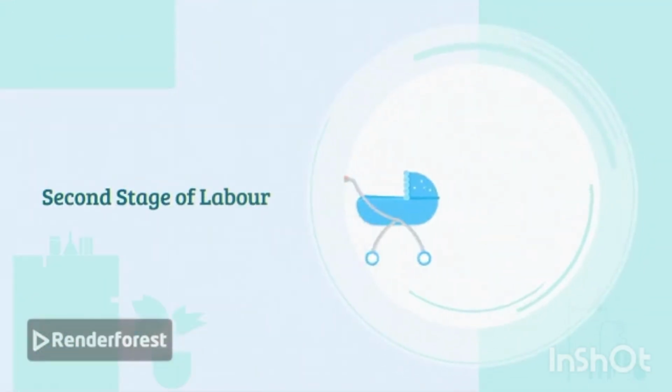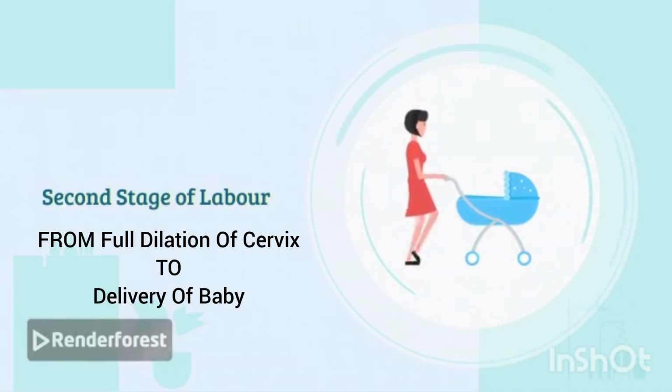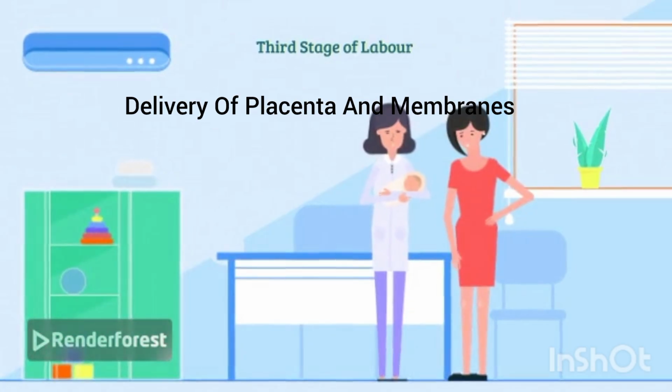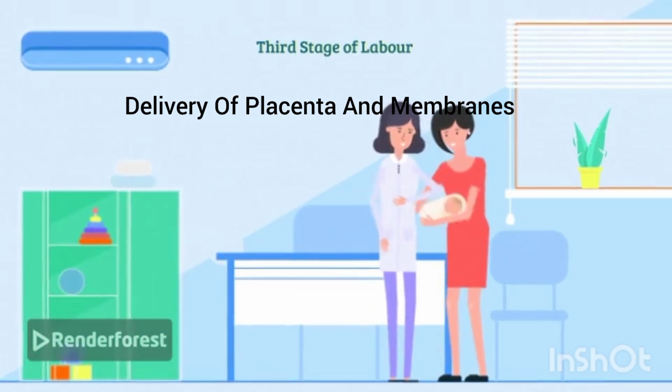The second stage of labor begins when the cervix is fully dilated and ends with the delivery of the baby. The third stage begins immediately after the baby's delivery and ends with the expulsion of the placenta and membranes.